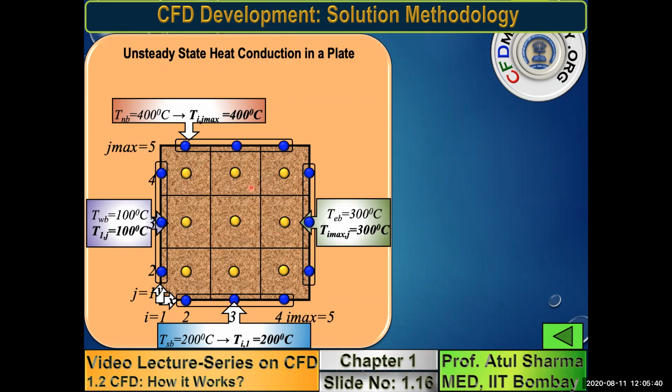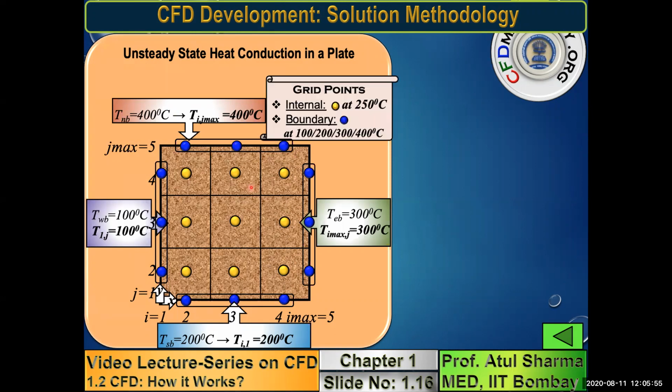Now, the boundary conditions give you the temperature of the boundary points at all times, whereas the temperature of the first picture of the yellow circle is known from the initial condition in an unsteady problem. So let us suppose I have taken this plate from a furnace at 250 degrees centigrade. So initially this plate is at 250 degrees centigrade and it is subjected to a boundary condition: left wall 100, bottom wall 200, right wall 300, top wall 400.